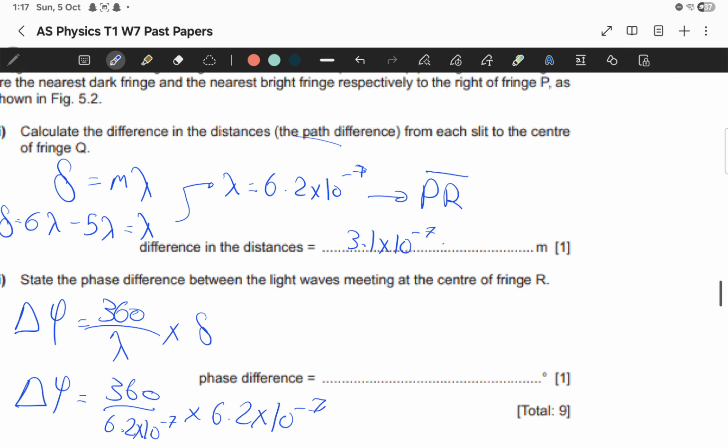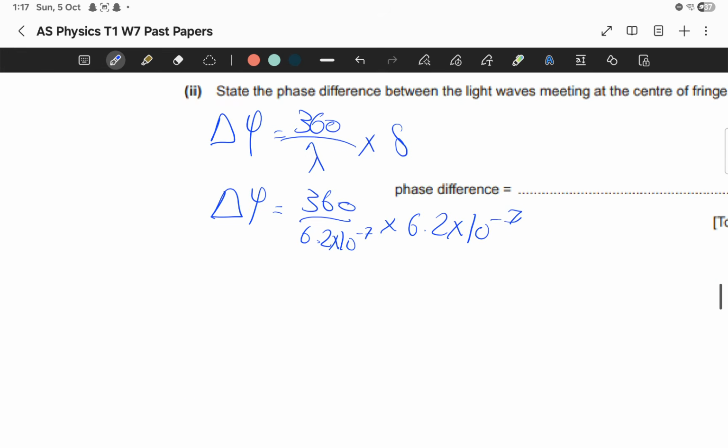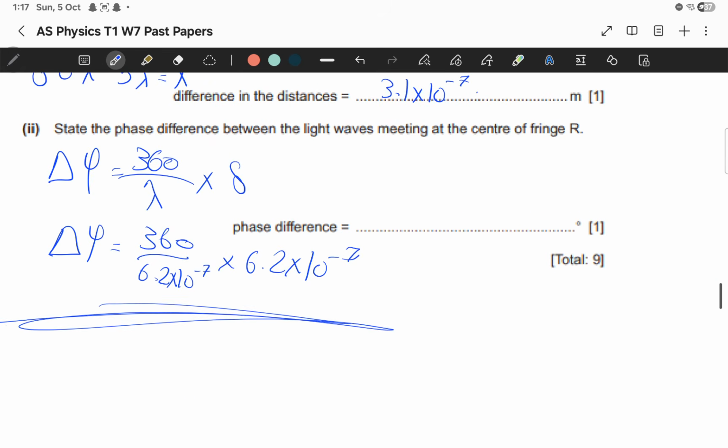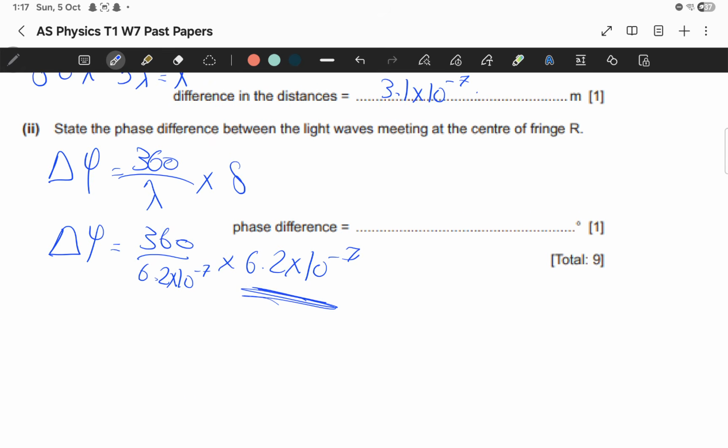What we found in this part is the difference in the distances from the dark fringe to the bright fringe. No, they want it between R. So this is the actual delta, the actual delta that we just divided by 2 in the other question. Since these two will cancel out, this will give us 360 degrees.